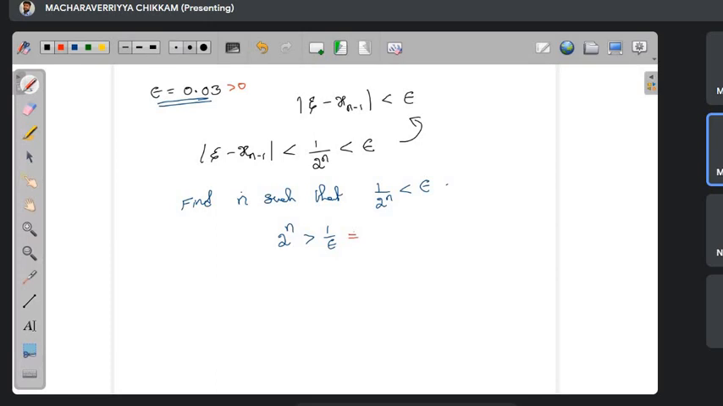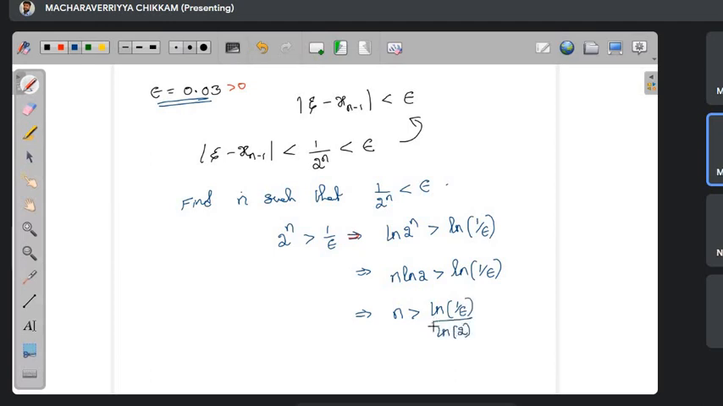Now this implies you apply logarithm on both sides, so that is ln of 2 power n is greater than ln of 1 by epsilon. Now this implies n into ln 2 is greater than ln of 1 by epsilon. So now this implies n must be greater than ln of 1 by epsilon divided by ln 2. Okay, and using some more simplification, you can write it as log of 1 by epsilon to the base 2. But anyway, you better leave it like this.